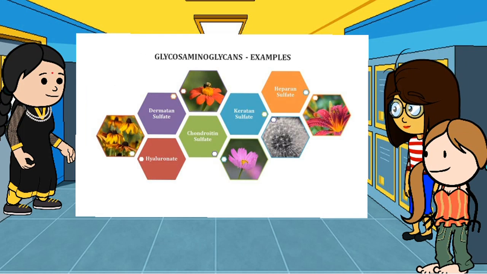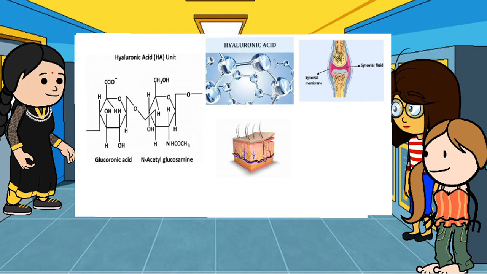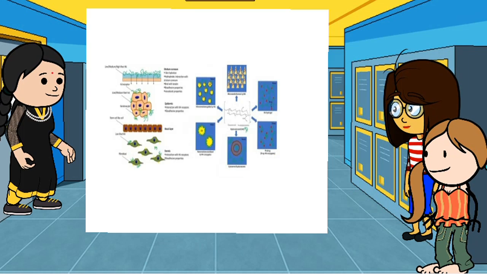Now we can discuss some important glycosaminoglycans. Hyaluronic acid is an important glycosaminoglycan present in skin, synovial fluid, vitreous humor, connective tissues and so on. It has repeat subunits of N-acetyl glucosamine and glucuronic acid. Hyaluronic acid plays an important role in permitting cell migration during morphogenesis and wound repair. It is present in bacteria and the extracellular matrix of nearly all animals, and it is the only glycosaminoglycan which is not sulfated.